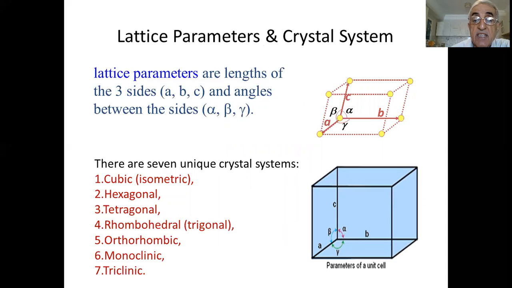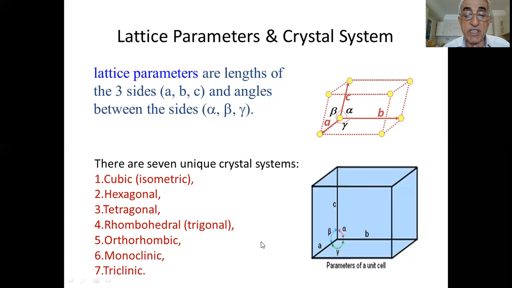Lattice parameters and crystal system. Lattice parameters are the lengths of the three sides, a, b, and c, and the angles between the sides, alpha, beta, gamma, which can be seen here: this one, a, this side, b, and this side, c, and the angles alpha, beta, gamma in this unit cell can be clearly seen. Also here in the parameters, in this box, which is a unit cell.